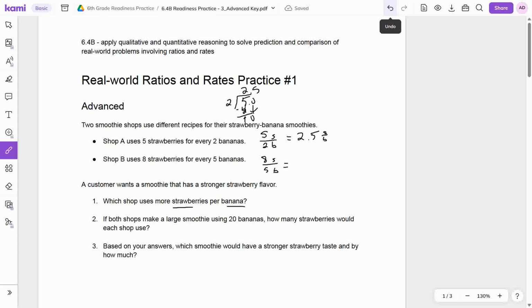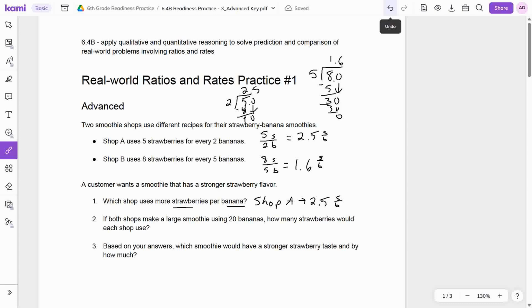Let's see what we've got here. We're going to divide that 5 into 8. That's going to be 1. So already you see that shop A is going to have more, right? Because it only goes in there once. Let's see if we can get exactly how much. 3. I'm going to bring down that 0, 6. All right, so this has got 1.6 strawberries per banana. So which shop uses more strawberries per banana? Definitely shop A. So let's put that. 2.5 strawberries per banana.